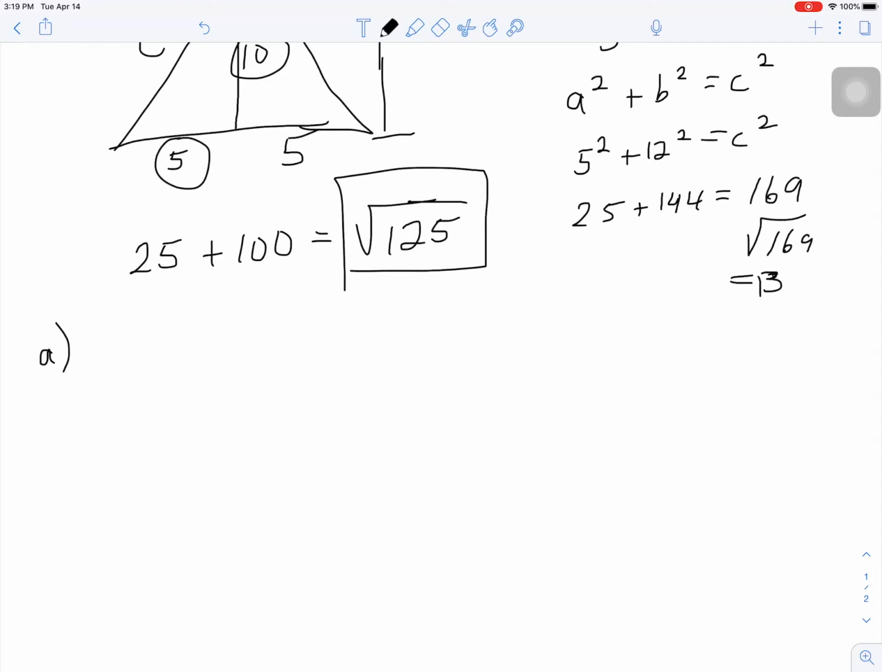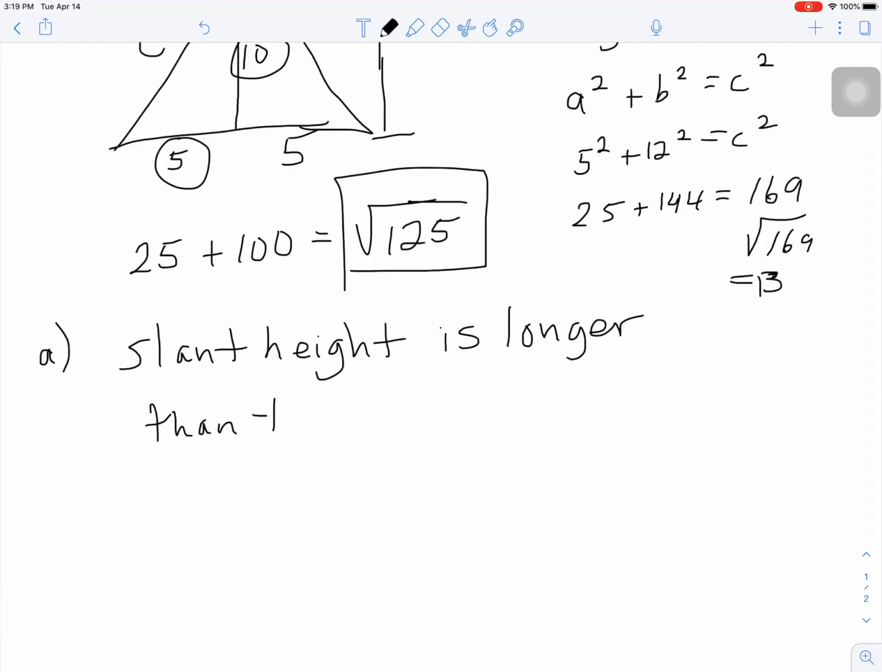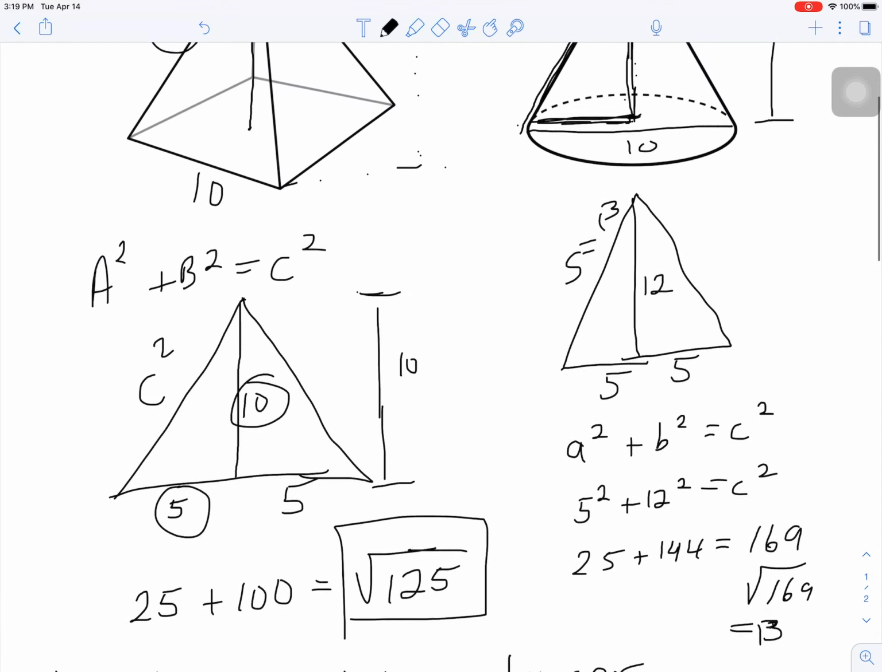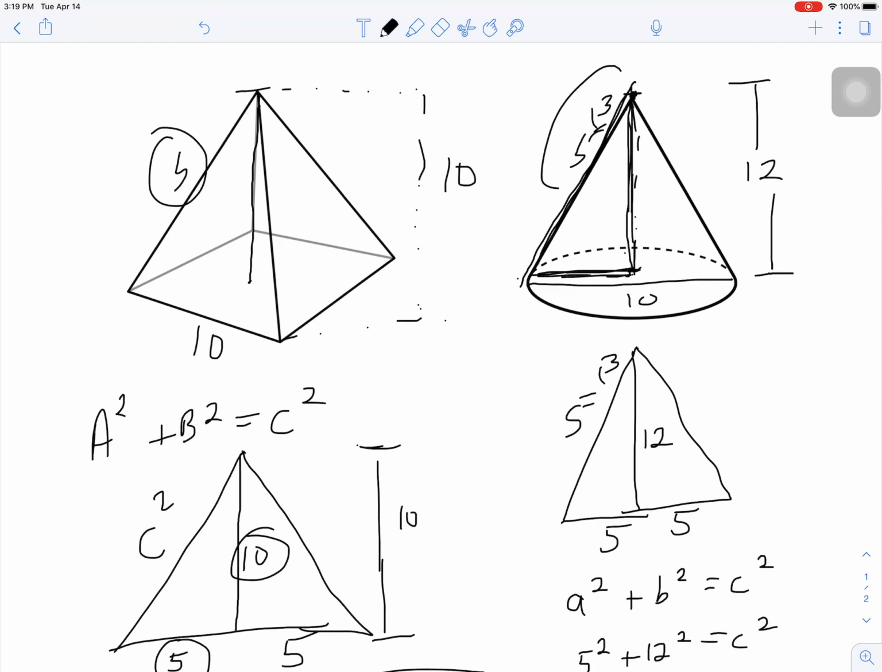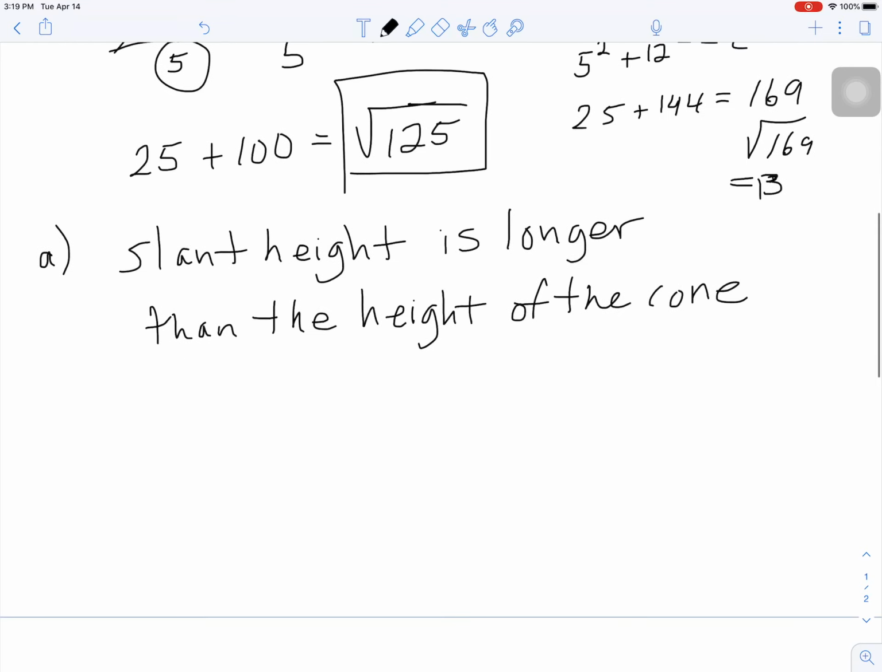If we're looking at our practice set, they say, describe the difference between the height of a cone and its slant height. Well, really, the slant height is longer than the height of the cone. That should make quite logical sense once you look at it, right? We have our height of 10, and by the time we figure it out, our slant height is longer. So we'll go to B.